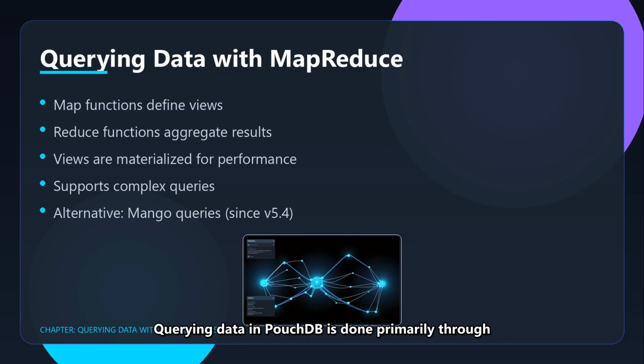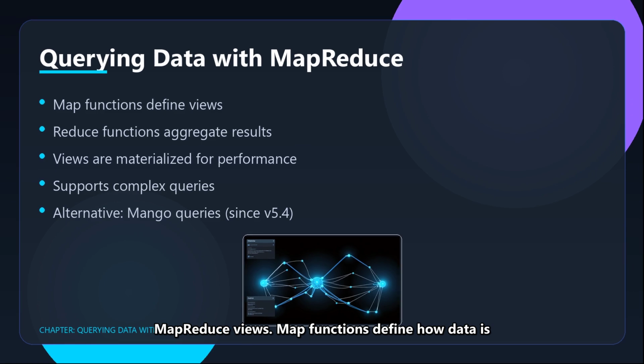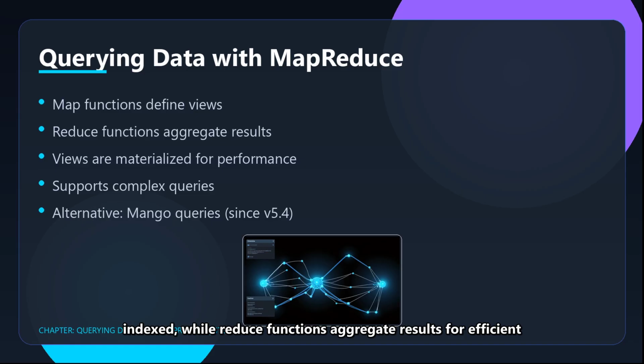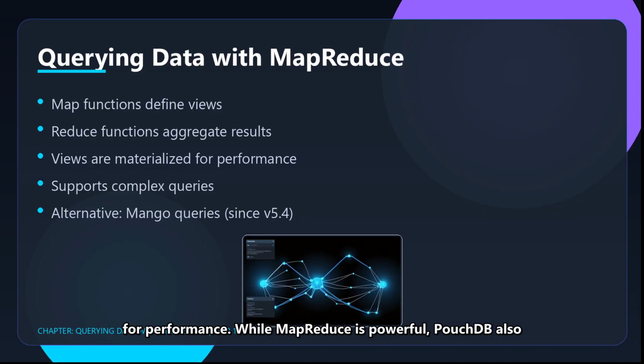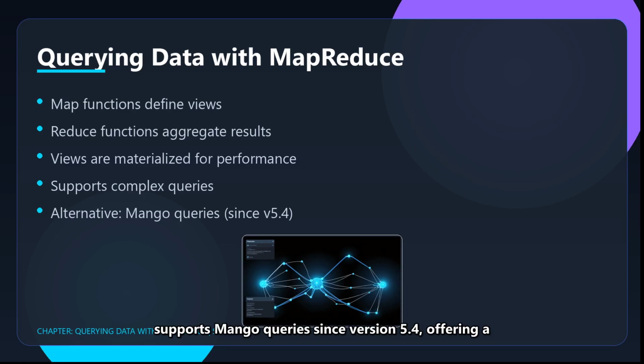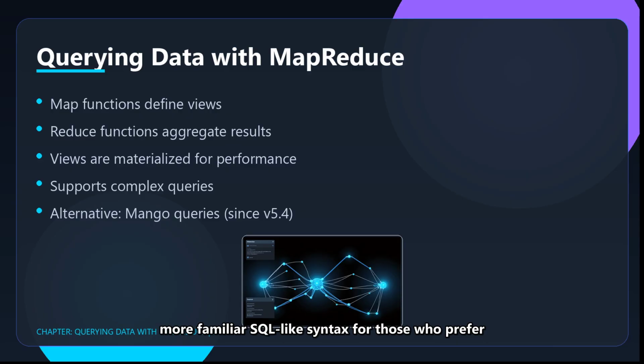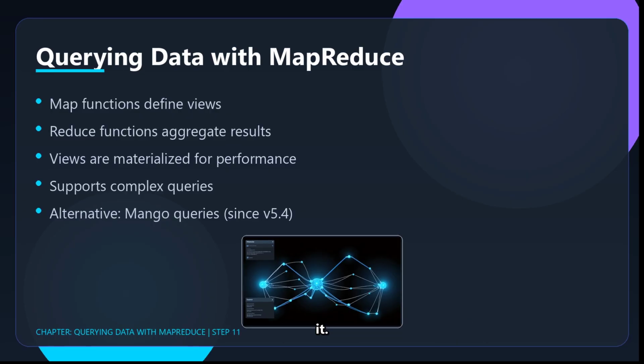Querying data in PouchDB is done primarily through MapReduce views. Map functions define how data is indexed, while reduce functions aggregate results for efficient querying. These views are materialized, meaning they're pre-computed for performance. While MapReduce is powerful, PouchDB also supports Mango queries since version 5.4, offering a more familiar SQL-like syntax for those who prefer it.